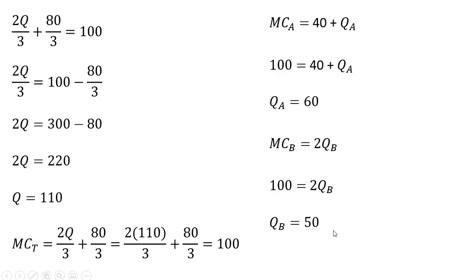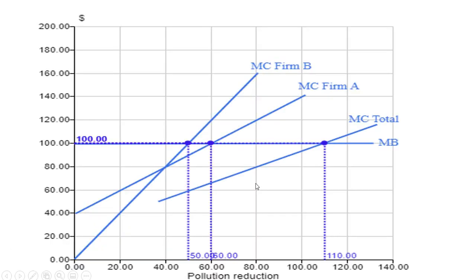We can look at all of this graphically. So where the marginal cost of firm B intersects the marginal benefit curve, firm B reduces pollution by 50 units. That is optimal. For firm A, the optimal amount of pollution reduction would be 60 units, where the marginal cost of pollution reduction for firm A intersects the horizontal marginal benefit curve. And so that's what we did in sort of the first solution.